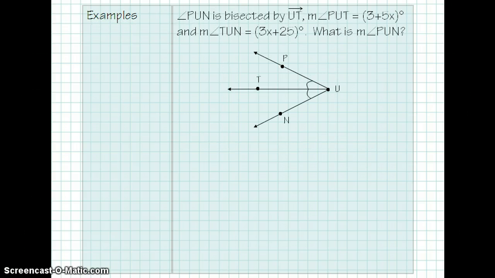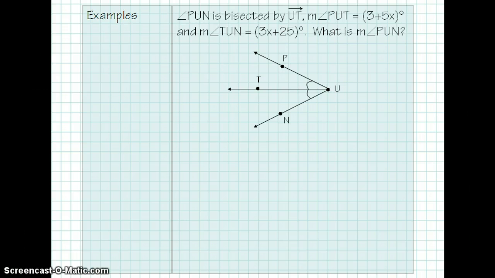For example, angle PUN is bisected by ray UT, and the measure of angle PUT is equal to 3 plus 5x, and the measure of angle TUN is equal to 3x plus 25, and I want to know what is the measure of angle PUN. Okay?